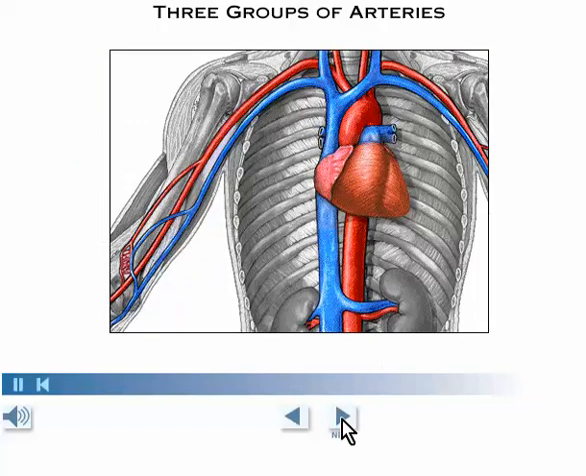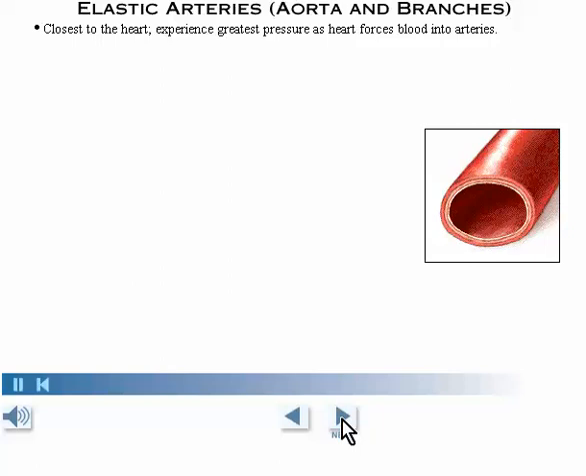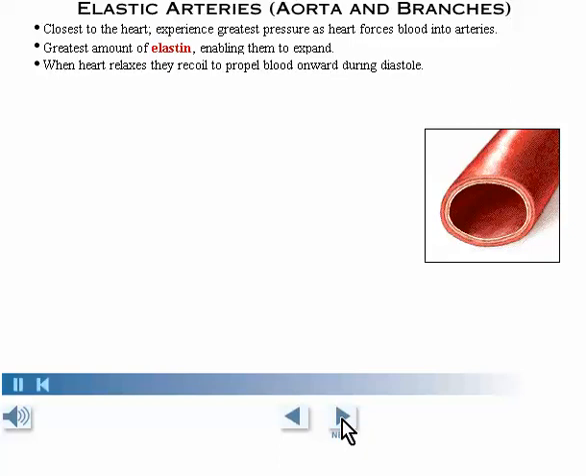In terms of relative size and function, arteries can be divided into 3 groups: elastic arteries, muscular arteries, and arterioles. Elastic arteries are closest to the heart, where they experience the greatest pressure as the heart forces blood into them. They have the greatest amount of elastin, enabling them to expand. When the heart relaxes, they recoil to propel blood onward during diastole.